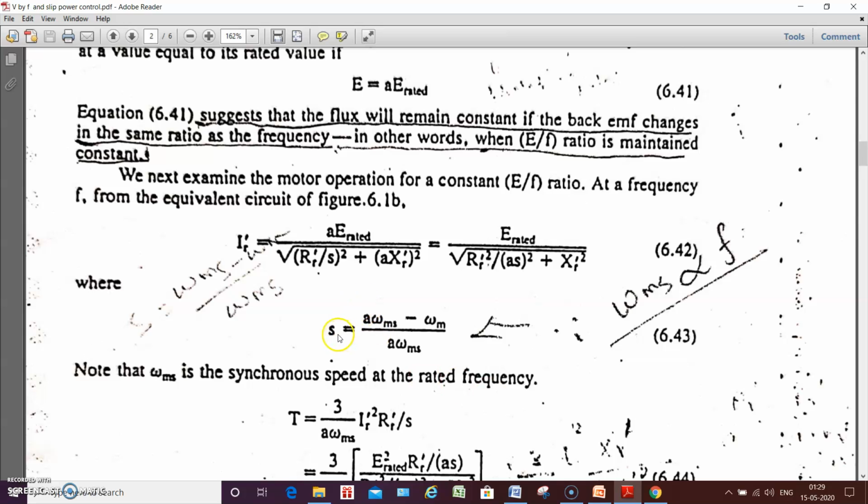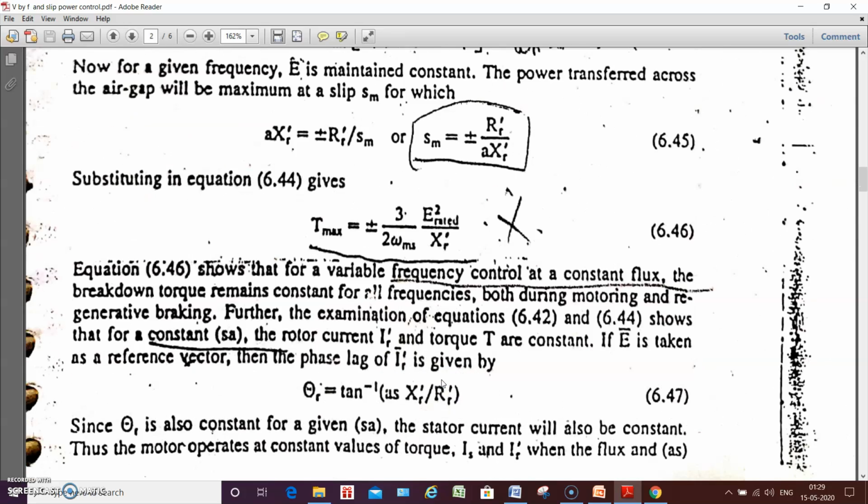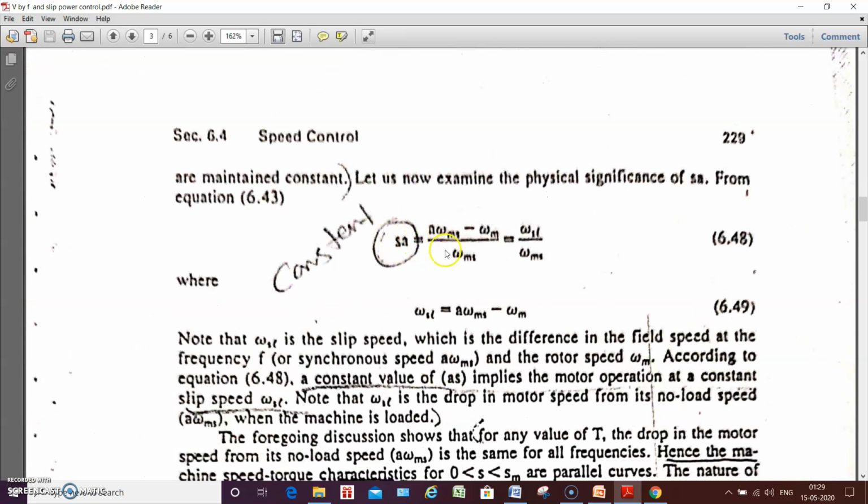Okay, so this is the equation for slip. You can write this equation as AS is equal to A into omega S minus omega M by omega ms. This part is the slip speed, that is the difference between synchronous speed and actual speed of the motor. That equation I explained to you in the last class itself. So S into A is going to be slip speed divided by omega ms. Since this parameter is going to be constant in this particular method, the slip speed is constant and this omega ms is also constant. So the synchronous speed is constant. In this particular method, since this SA parameter is constant, the slip speed is going to be constant.